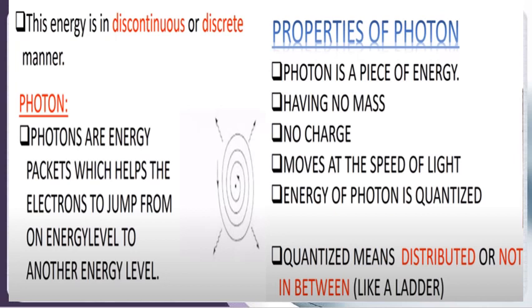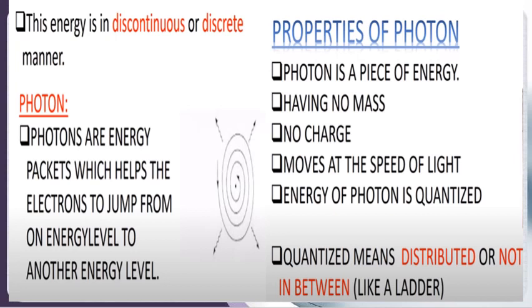So in this diagram, the arrows are telling you that these are the photons emitted from the different energy levels, right? Now here, what are the properties of photons? This is not one of the main postulates of Planck's quantum theory, but it is extra information given to you: what does it mean by photons, how will you describe it? So the properties of photons are given. A photon is a piece of energy, having no mass.